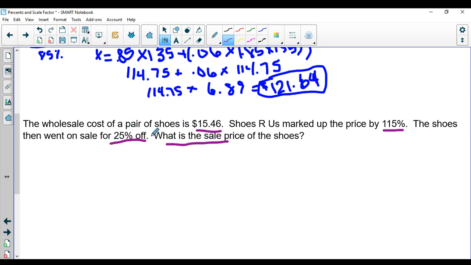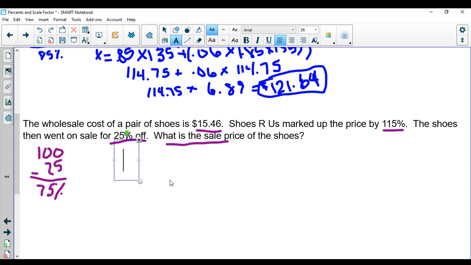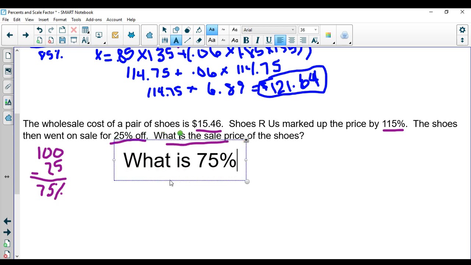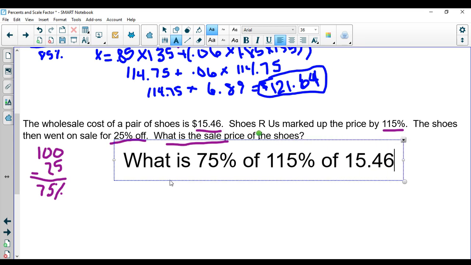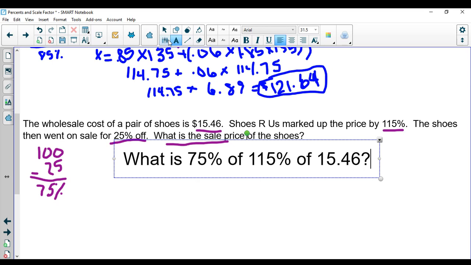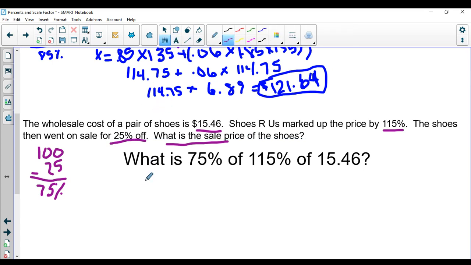So first I want to figure out how much I'm paying after this discount. So I'm going to subtract from 100. And that gives me 75%. So really I'm paying 75% of this 115% of the 15.46. So let me write my sentence again. What is 75% of 115% of 15.46? And that is what I'm being asked to find.